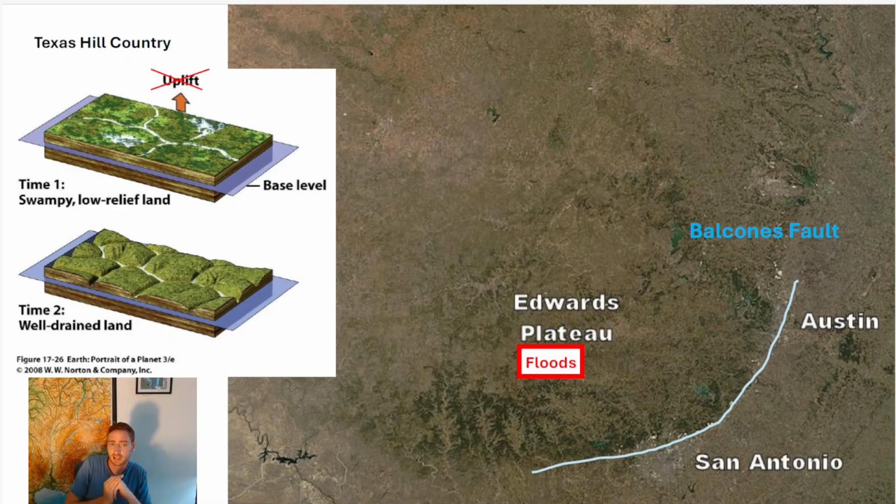Now, classically, this type of landscape, so this incised plateau geomorphology, is caused by uplift, which means that the entire landscape gets pushed up by tectonic forces. In this case, it is slightly different. So the Edwards Plateau is considered to be essentially tectonically inactive. So it sort of stays still in the same place.